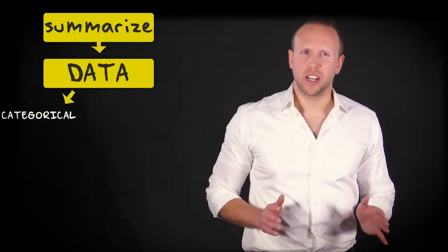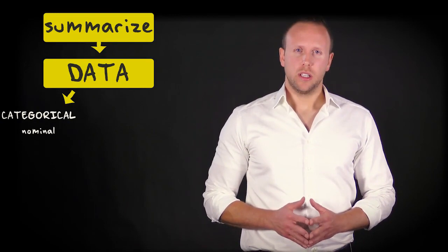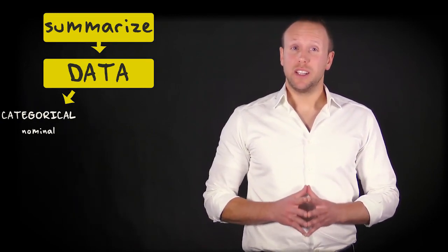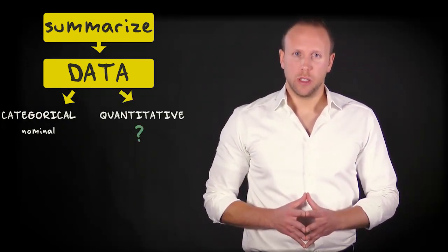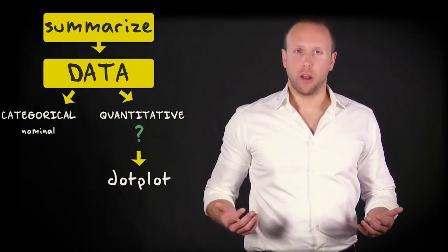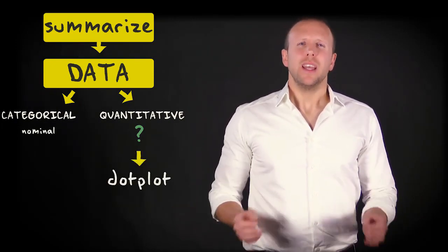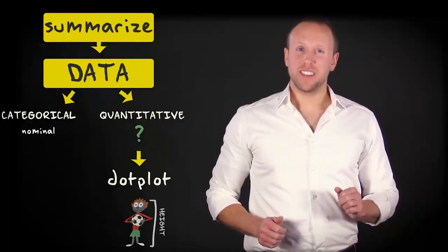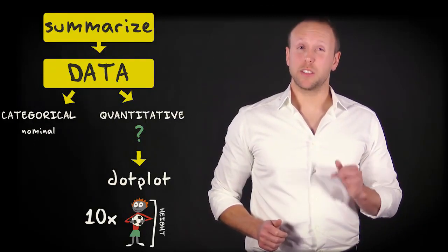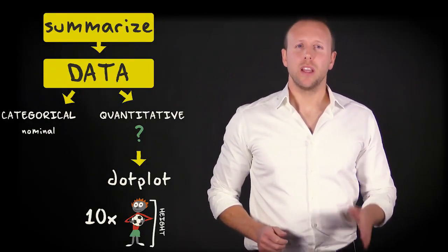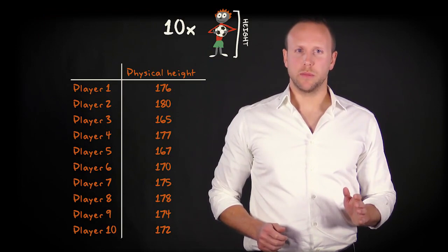Up till now, we have talked about a categorical, or more precisely, a nominal variable. How can we summarize data if we are dealing with a quantitative variable? One possibility is with a dot plot. The idea is easy. Imagine you have information about the physical height of 10 football players, expressed in centimeters. This is the data matrix.